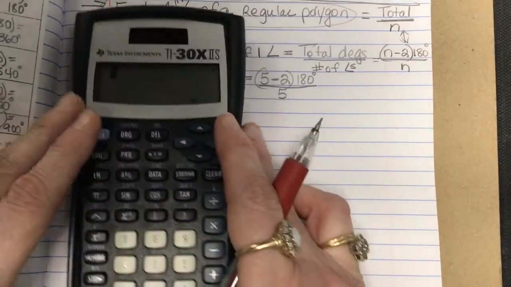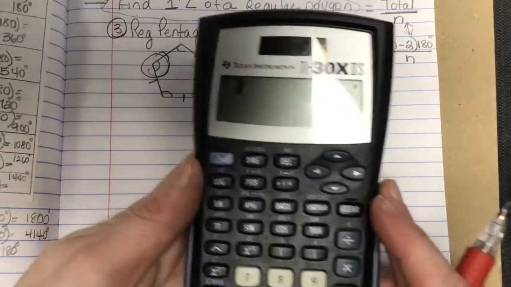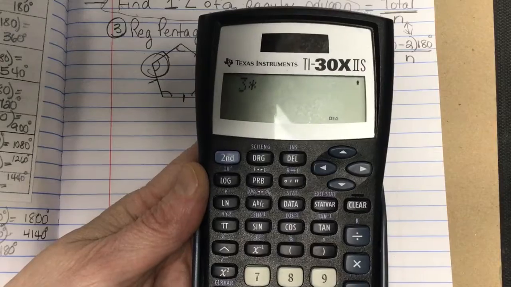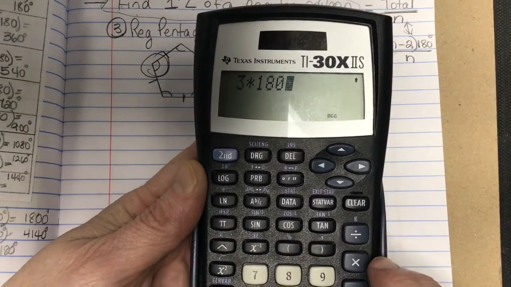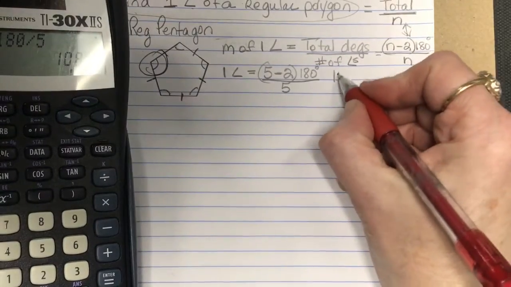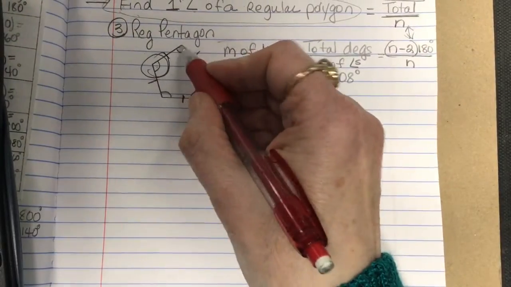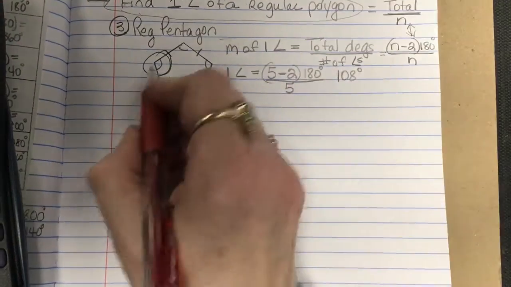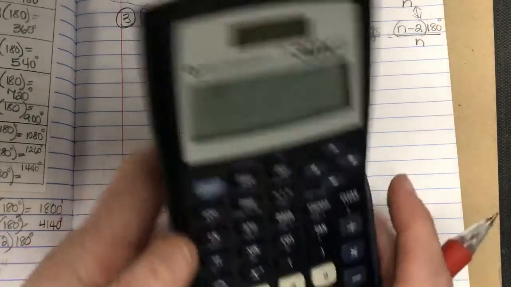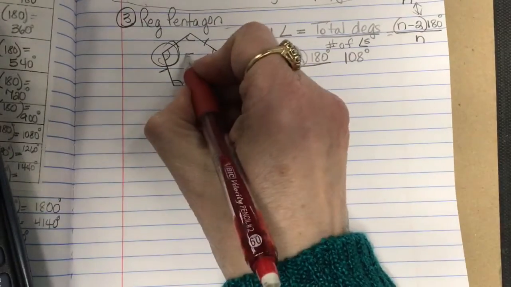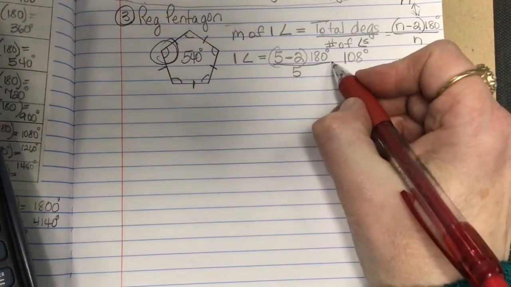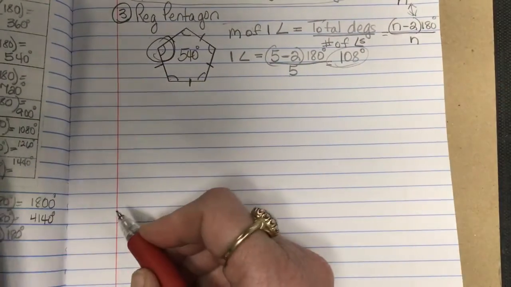Okay, so you can even do 5 times 2 times 180, but I'm going to do 3 times 180 divided by 5, and I got 108 degrees. So every one of those is 108 degrees. There's 3 times 180, and we know that from over here, it's 540. There's 540 degrees inside, and we're dividing 540 by 5, and we get 108 degrees for each one of them.